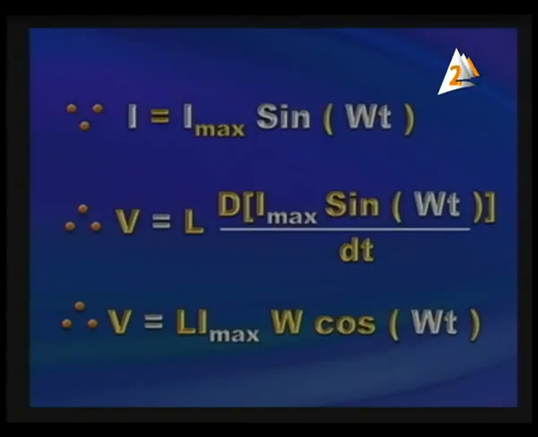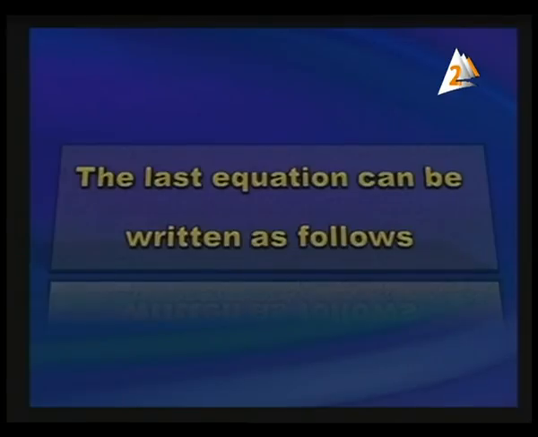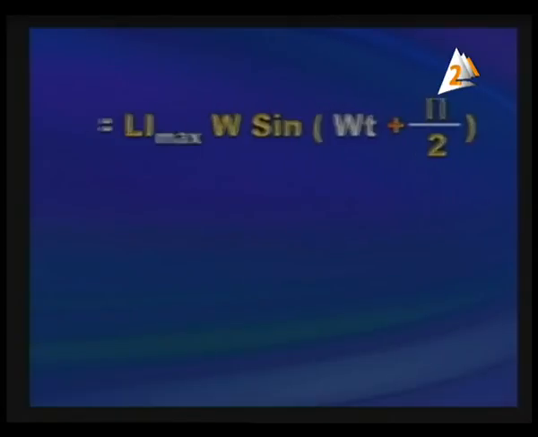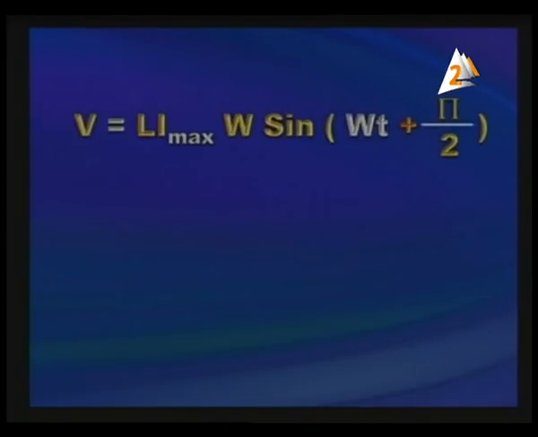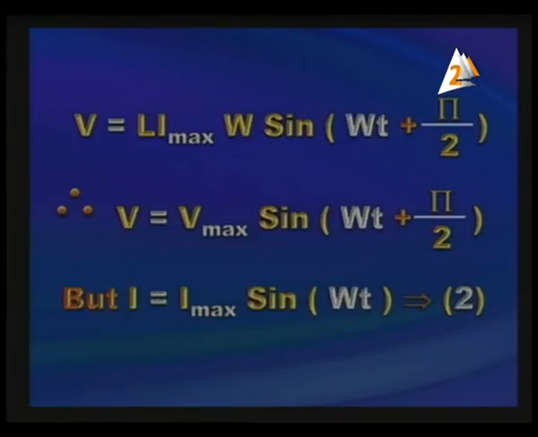Okay, your attention. We'll do something here. The last equation can be written as follows. It is something very important. So V is equal to L I maximum omega sine of omega t plus pi over 2. Cosine is converted into sine by adding pi over 2. So we can say V is equal to V maximum sine of omega t plus pi over 2, but I is equal to I maximum sine omega t.